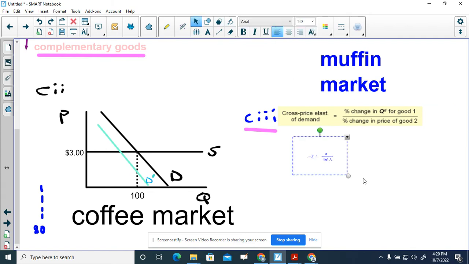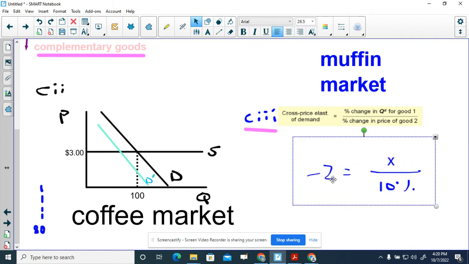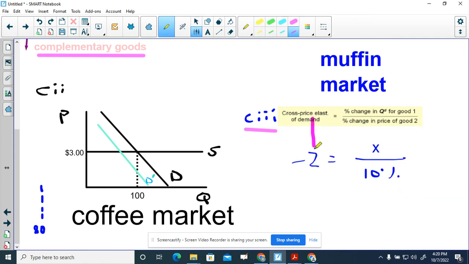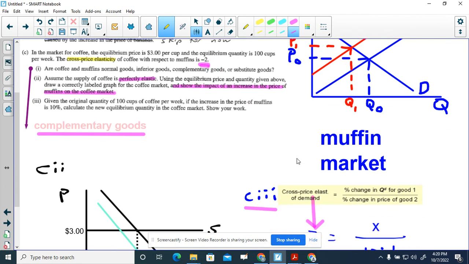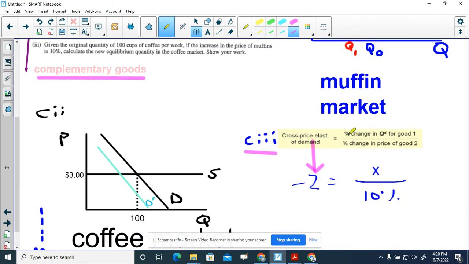I set up my question in the following way. Now that I have my formula, cross price elasticity of demand is -2. How do I know that? I know that because they gave it to me up here in the stem of part C. I'm solving for percent change in quantity demanded for good 1, so that is my X value. That's what I don't know. Percent change in price of good 2 is 10%. They gave me that back up there in the question. So -2 is equal to X over 10%. All right. If we just do our algebra correctly, then what we know is X must be -20%.